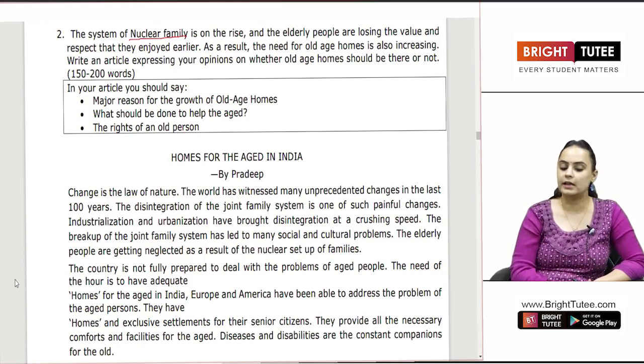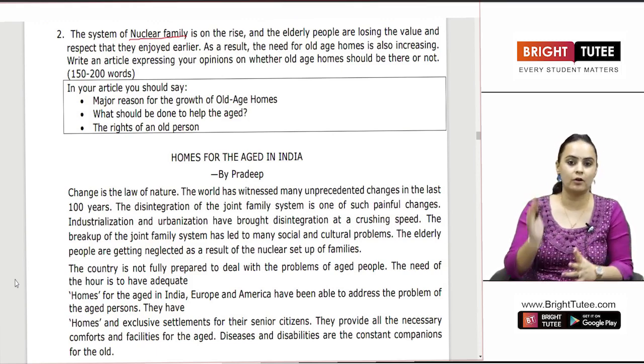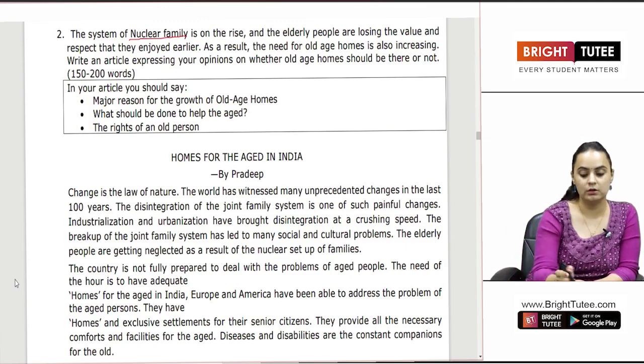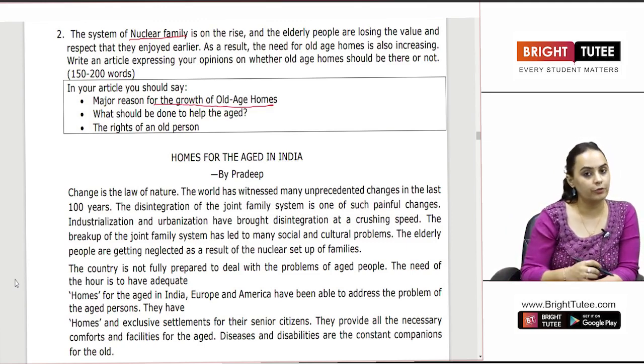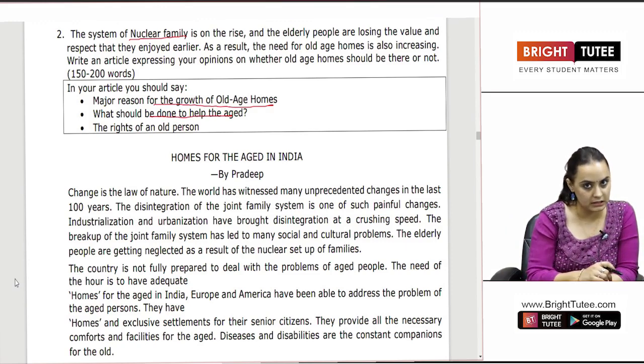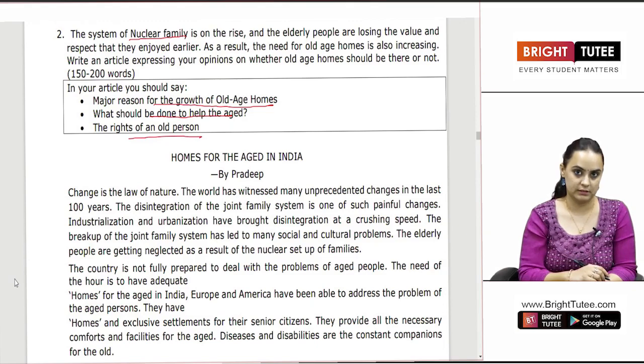You have to write an article expressing your opinions on whether the old age homes should be there or not. And what are the points that you need to include? The reason for the growth of the old age homes, what should be done to help the aged, and the rights of an old person.